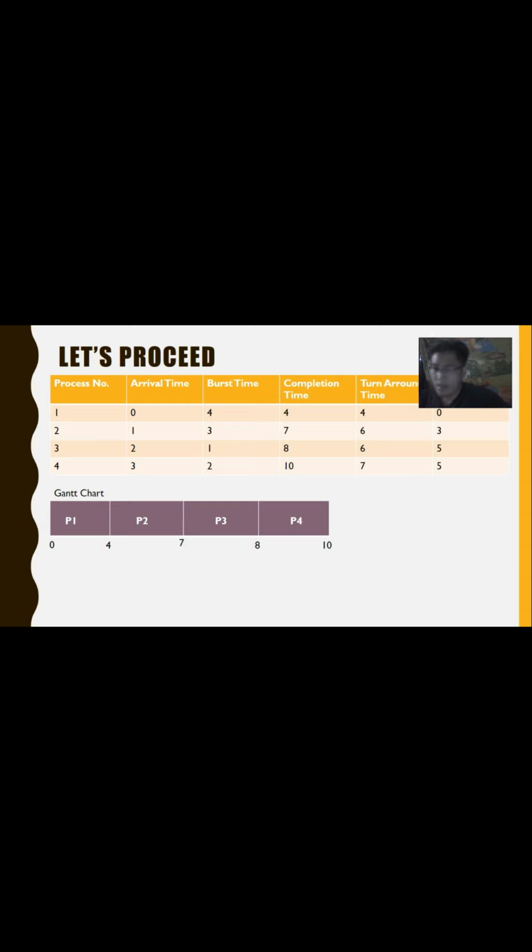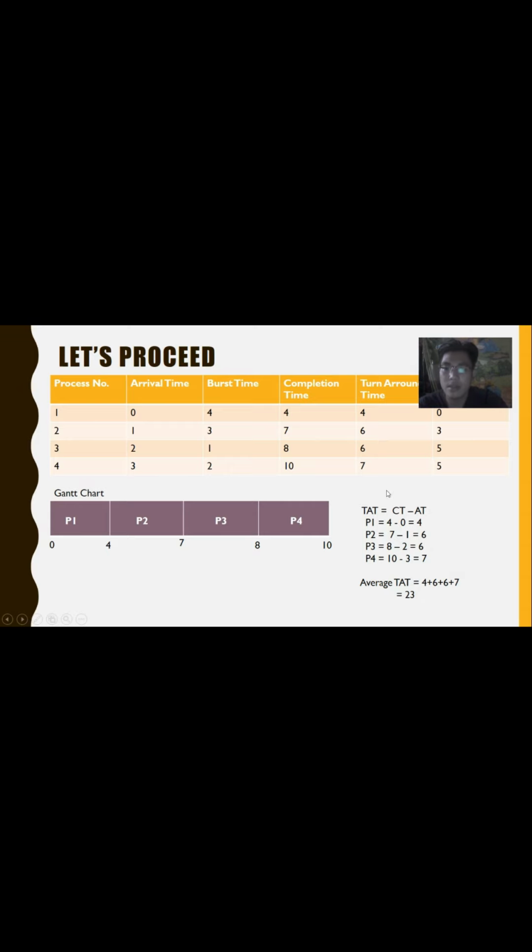Then the next one is the turnaround time. We have here the formula. Turnaround time is equal to completion time minus the arrival time. So it's very simple, guys. We only have to substitute the values from P1 to P4. First, P1: the completion time of P1 is 4 minus the arrival time 0. So the answer is 4.